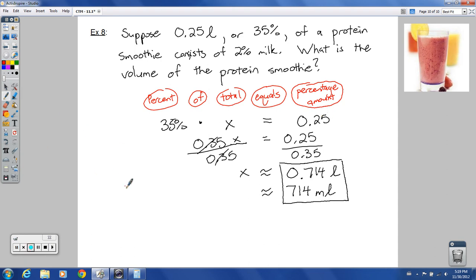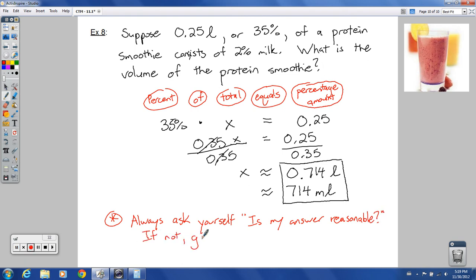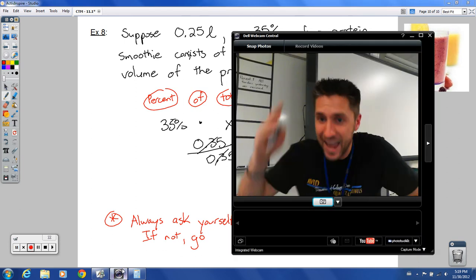So one final thing I want you to write down. I'll put a little star next to this because this is really important. We just checked this. We said, is our answer reasonable? So always ask yourself, is my answer reasonable? This is good not only for this chapter or these lessons, but for any math question at all. Is my answer reasonable? If it's not reasonable, please go back and fix it.